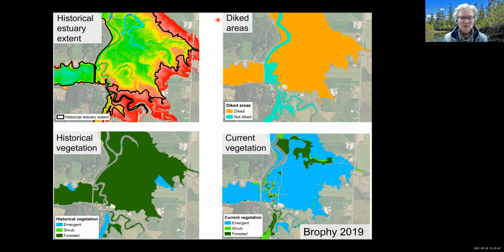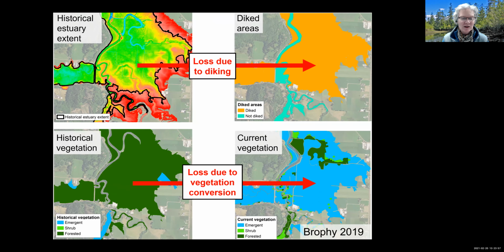For instance, we could look for diked areas like these orange areas, and then we could look at historical vegetation versus current. Major change from forested to emergent there. And this is how we look at two different types of loss: due to diking and tidal disconnection on the top, and then loss due to vegetation change in the bottom of this slide.